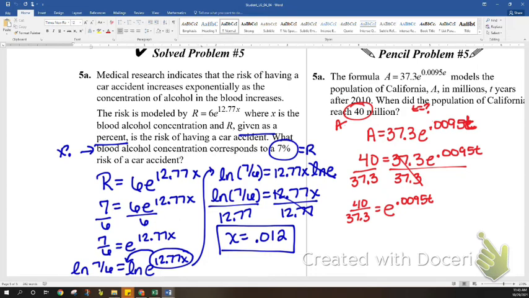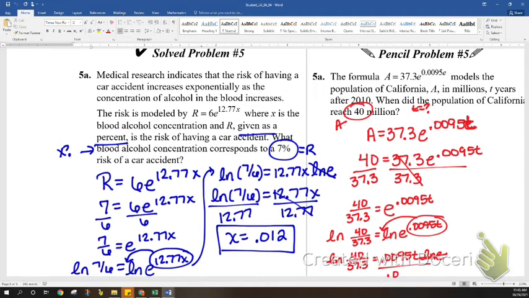We need to get that t out of the exponent, so we're going to natural log both sides. Remember, we do that so we can get that exponent piece in front of it. So we got the natural log of 40 over 37.3 equals 0.0095t times the natural log of e. Natural log of e is 1, so times the other stuff, it would just be the other stuff. We're going to divide by the 0.0095 to solve for t.